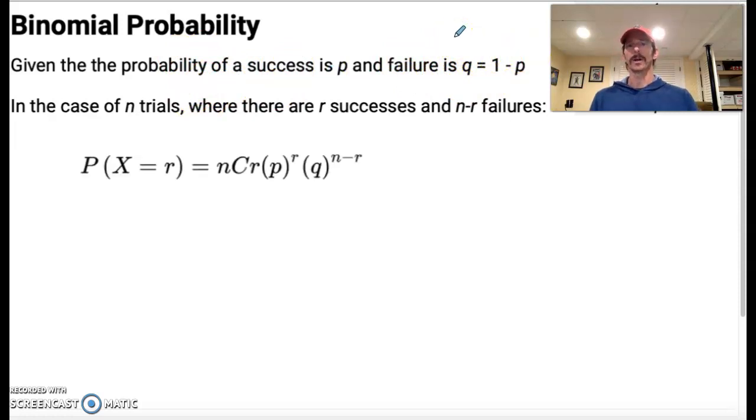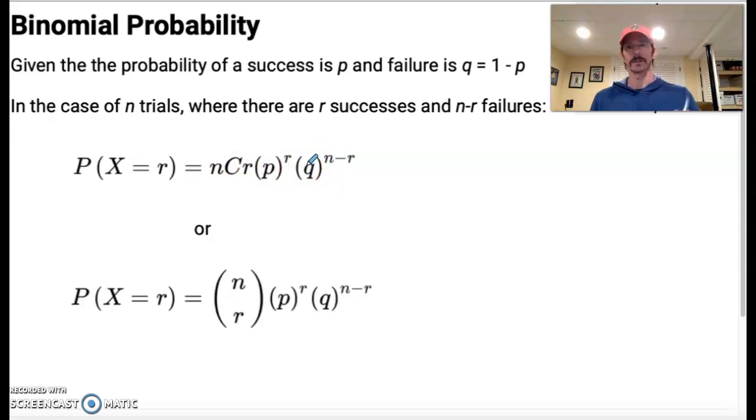And we can use the binomial coefficient calculator and binomial that we used earlier to calculate these probabilities. We just have to, N is our number of trials, R is the number of successes I'm interested in, P is the probability of success, and Q is the probability of failure. So it's very similar to what we've already done. I will give you a very good example in a minute.